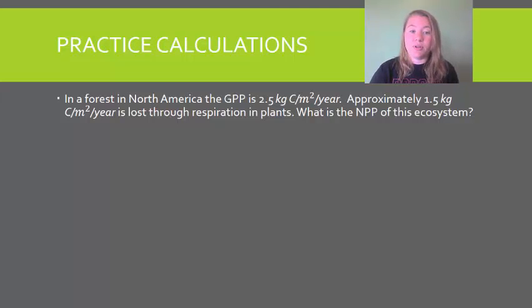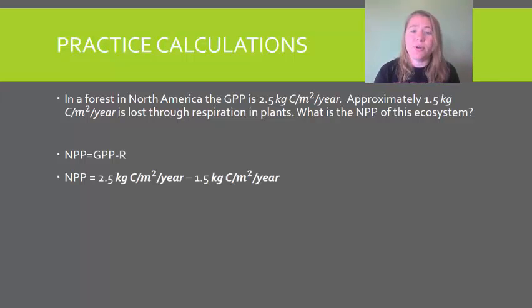Well, we always start with our formula, NPP equals GPP minus R, and we plug in our numbers. So NPP equals 2.5 kilograms of carbon per meter squared per year minus 1.5 kilograms of carbon per meter squared per year. Make sure that you always are attaching units to your numbers, so no naked numbers. Every time you write a number, tell me what that number is representing, so put a unit right next to it. Now you can plug this in a calculator, or you can do the subtraction in your head, so 2.5 minus 1.5 should be pretty simple, which gives you 1 kilogram of carbon per meter squared per year.